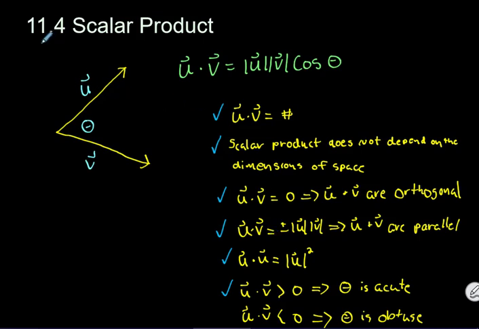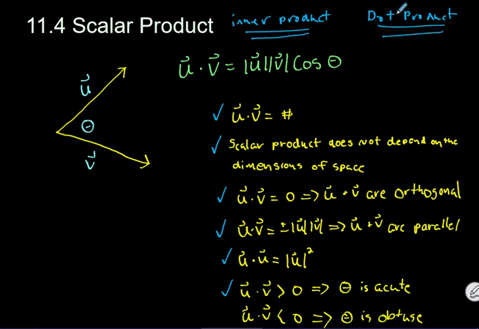Hello, we're going to talk about 11.4, and it's called the scalar product, also known as the inner product, but more commonly, I will refer to it as the dot product. So the dot product is the most common way that we represent it.